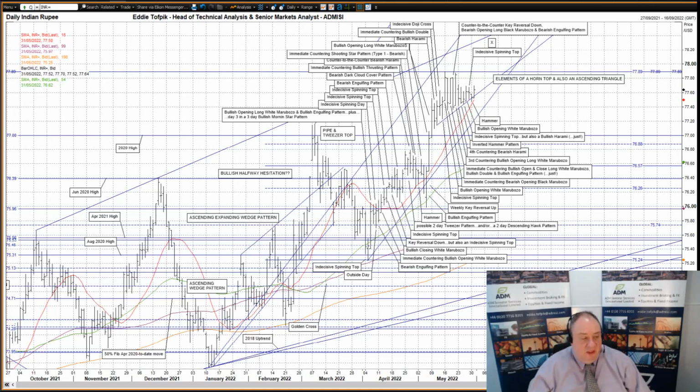So far today, we're at a slightly lower open, just below the uptrend, but an immediate move back up over the uptrend, and looking right now like a combined bullish engulfing pattern and bullish opening white marubozu.